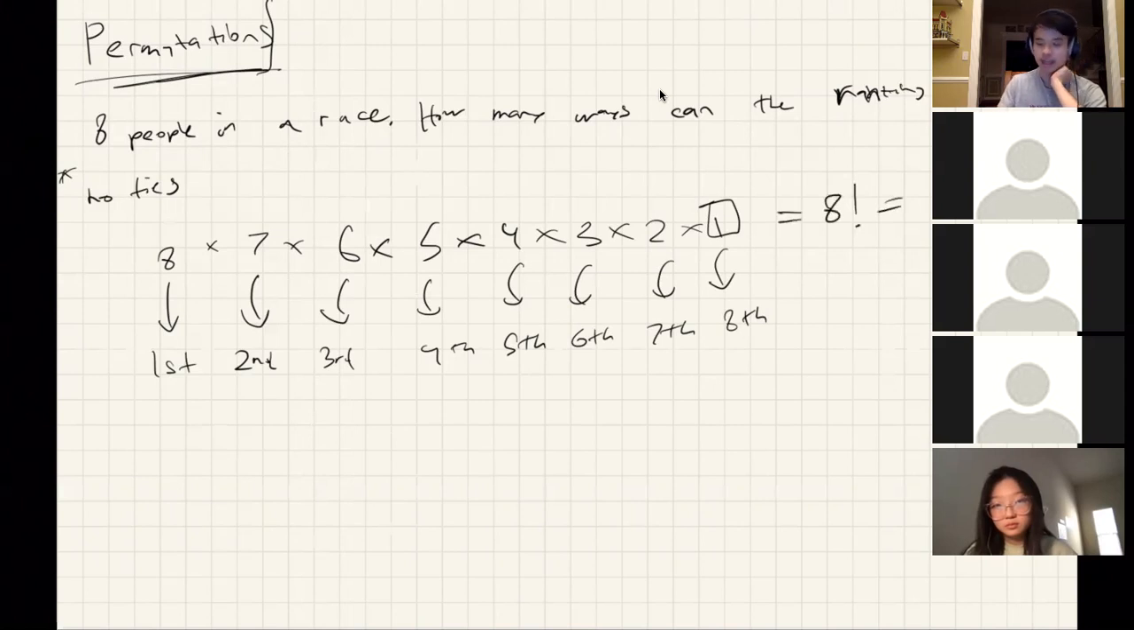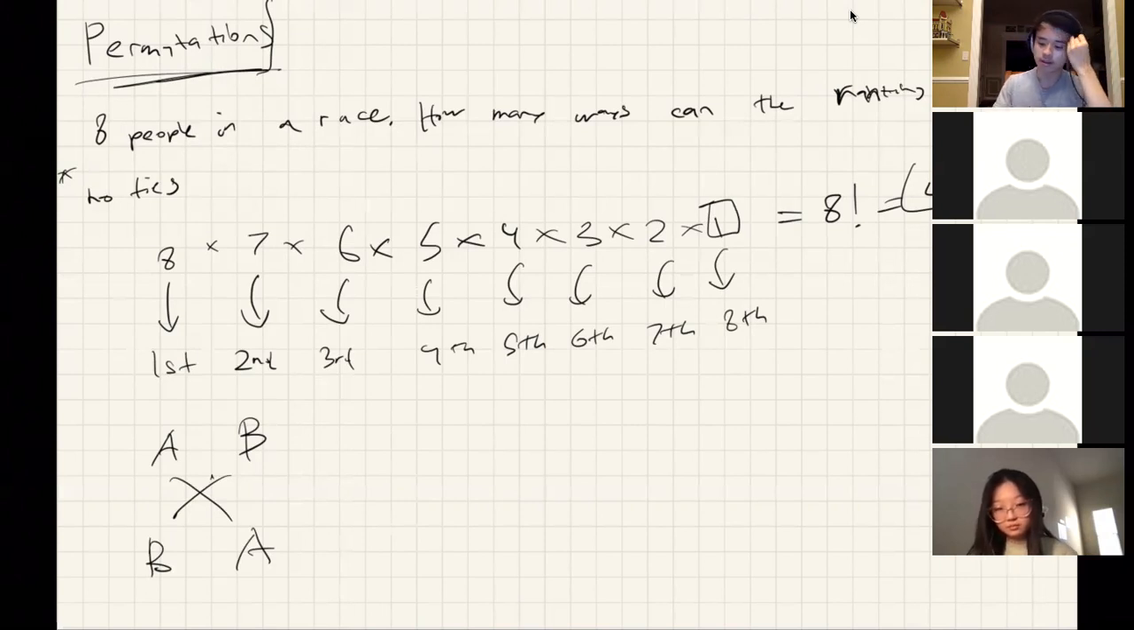So this comes out to be 8 factorial, which comes out to be 40,320, right? So this is a basic example of a permutations problem. This is an example where the order in which the people place is going to matter. So it matters who gets first, who gets second. If A gets first and B gets second, that's different from when B gets first and A gets second, let's say. And the same goes for other players and other rankings.